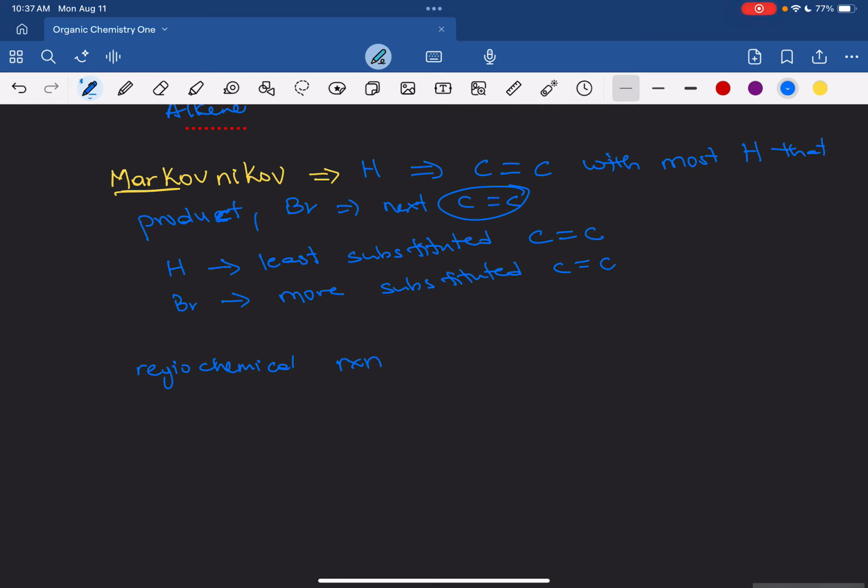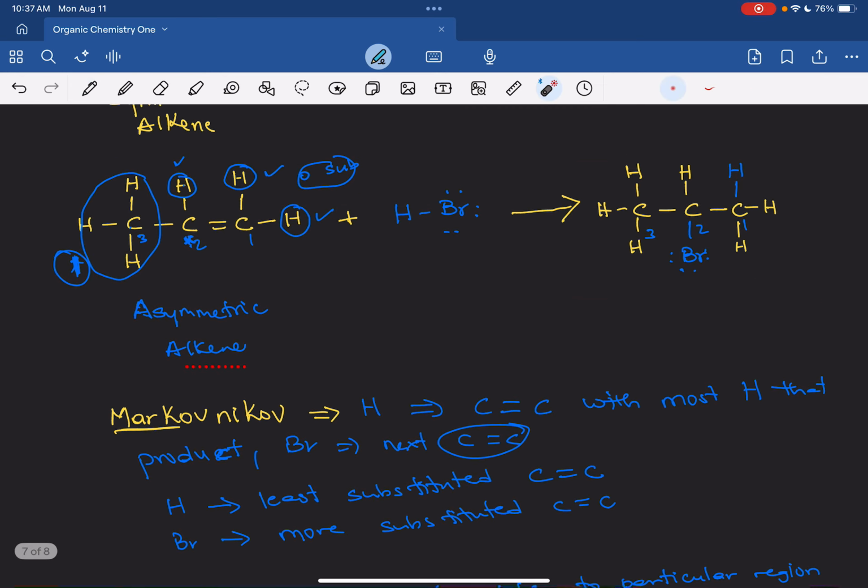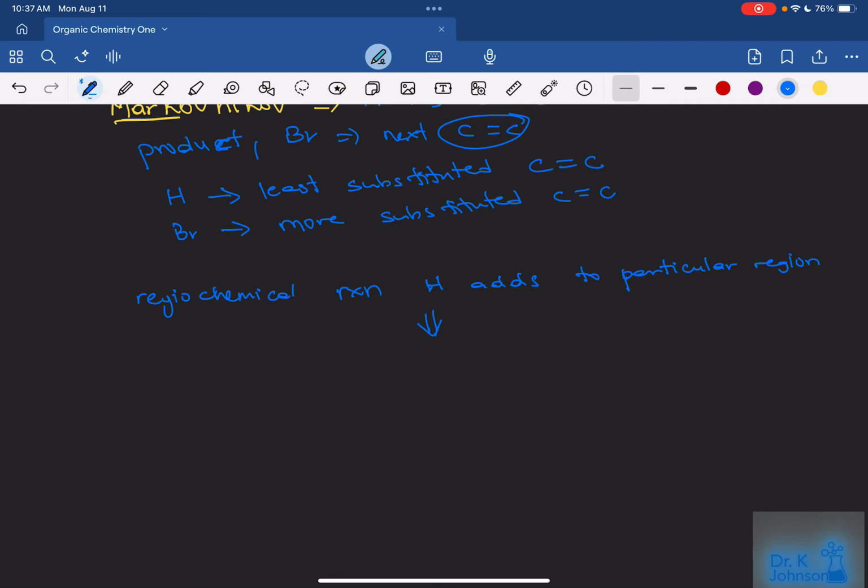I'm going to use RX for reaction, right? Because your hydrogen adds to, if you want to look at it this way, a particular region of the carbon-carbon double bond. Remember, the hydrogen is adding to a particular region in the molecule. So we say that because the reaction is regiochemical, which means it's in the word region. Regiochemical means that your chemical, in this case the hydrogen or the bromine, is adding to a particular region, right? We say that this reaction is what we call regioselective.